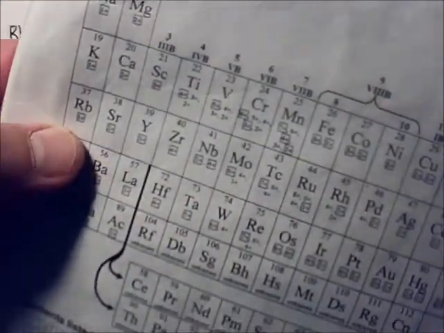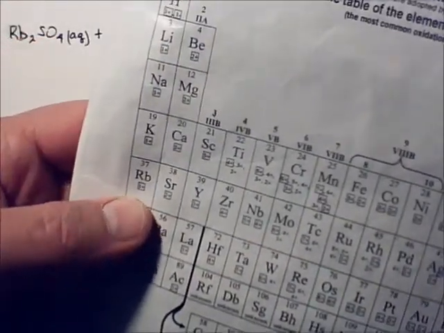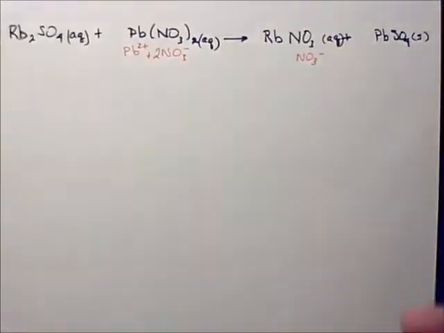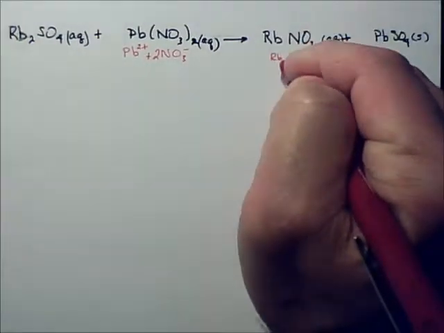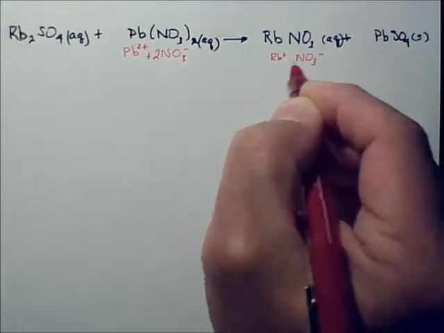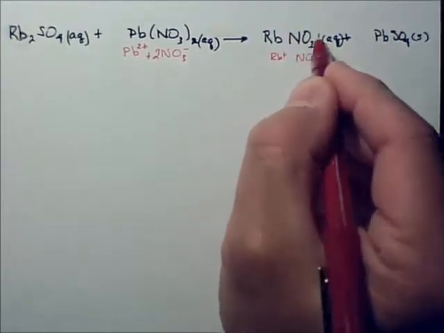Rubidium is 1 plus over here. It's one of the alkali metals, and all the alkali metals have a 1 plus charge. So one of these and one of these charge balance. Okay, so we don't need any subscripts on this one.